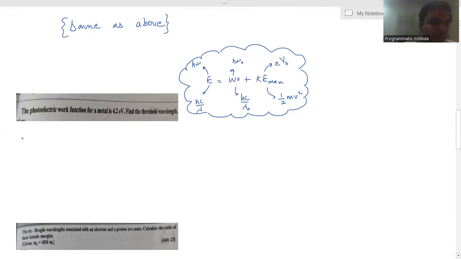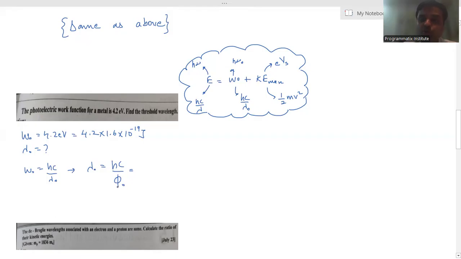So you have the work function with you, which is 4.2 eV. Just convert it to joule. This would be 4.2 into 1.6 into 10 raised to minus 19 joule. You have to find the threshold wavelength, lambda naught. The formula for work function is hc by lambda naught, so lambda naught would be hc by phi naught.